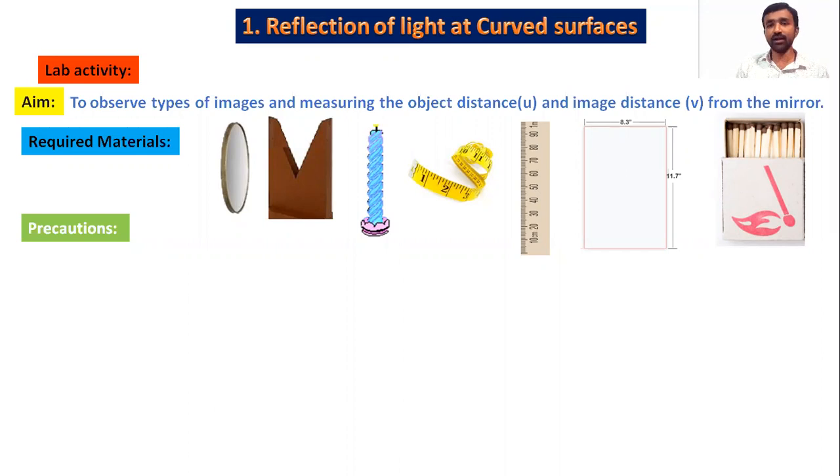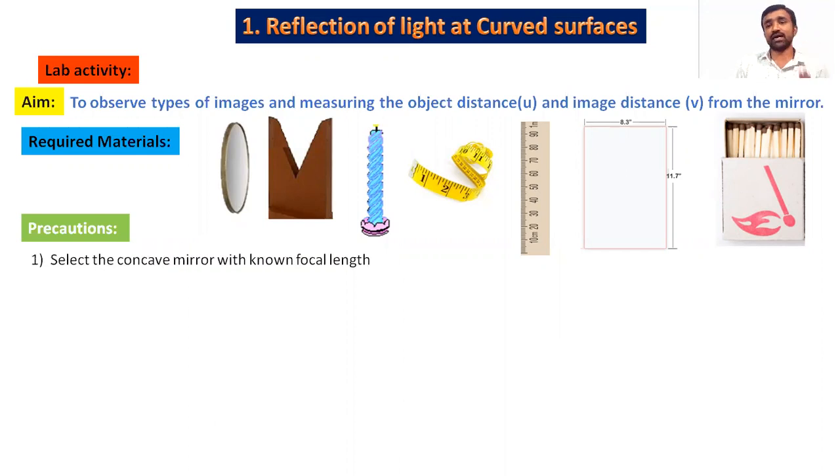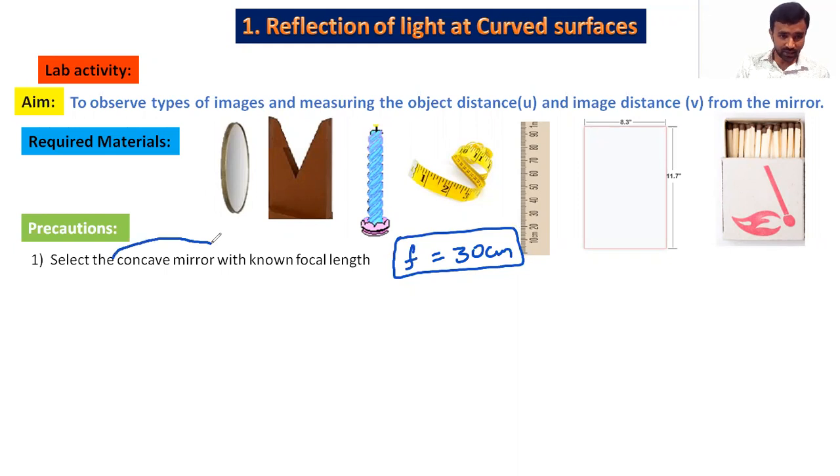Simply, you are selecting the concave mirror with a known focal length. Already we have to know the focal length, the small f value. So the known focal length here is 30 centimeters. The mirror selected by me is a 30 centimeter focal length concave mirror, right? So I chose a concave mirror with known focal length, that is f equals 30 centimeters. This is one of the precautions. Before conducting the activity, we have to know that focal length value.